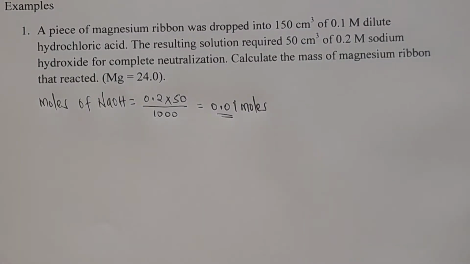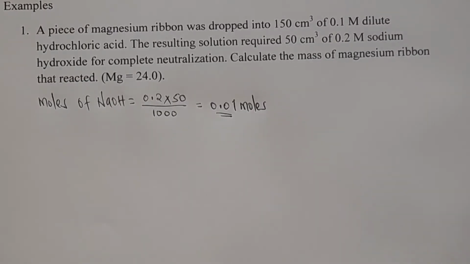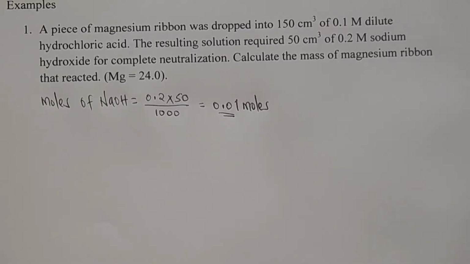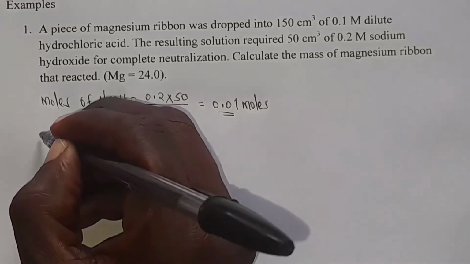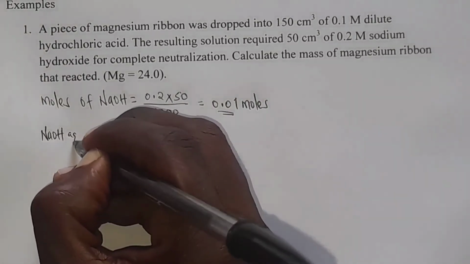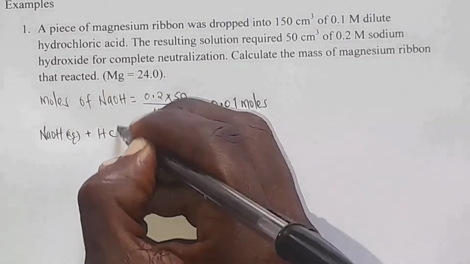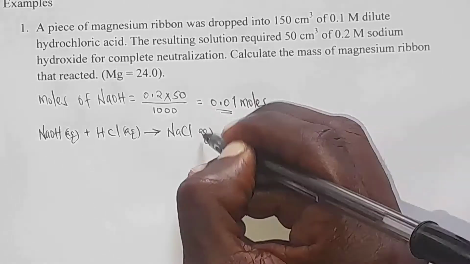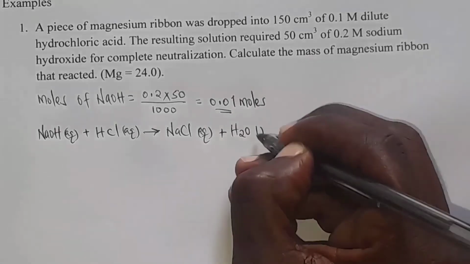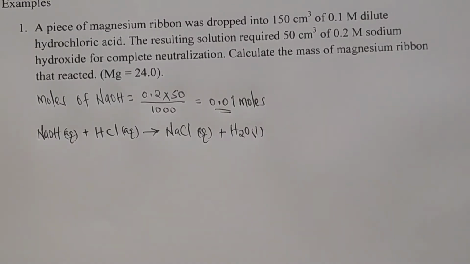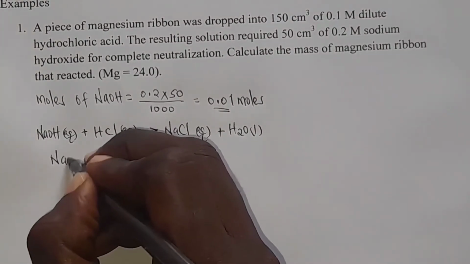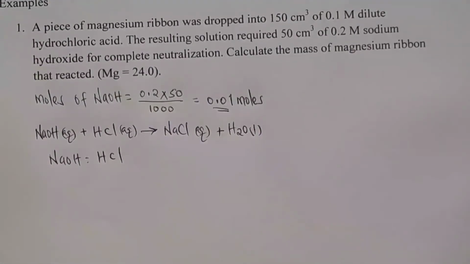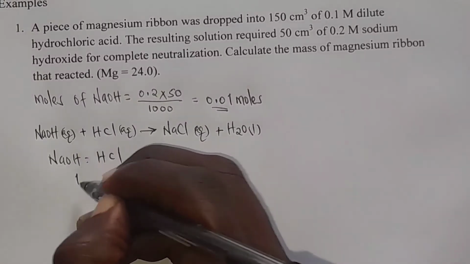The second step is to look at the number of moles of hydrochloric acid that reacted with the sodium hydroxide, in other words, the excess moles of hydrochloric acid. We get that by writing the reaction between sodium hydroxide solution and hydrochloric acid, which gives sodium chloride solution and also water. Let's get the mole ratio between sodium hydroxide and hydrochloric acid, because this reaction is self-balanced. The mole ratio here is 1:1.